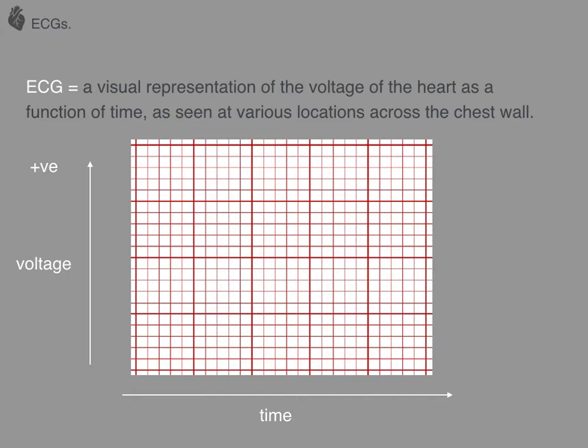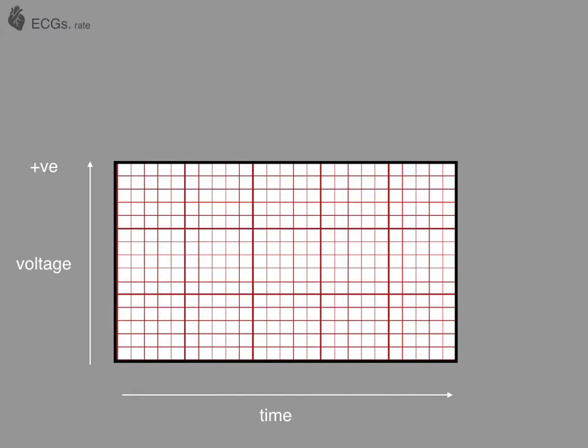As an ECG is effectively a graph of voltage against time, we now need to discuss how we measure time on that ECG and therefore how we measure rate. An ECG prints on specialised graph paper. On this graph paper, the smallest boxes you will see are 1mm across. These 1mm boxes equate to 40 milliseconds in time.